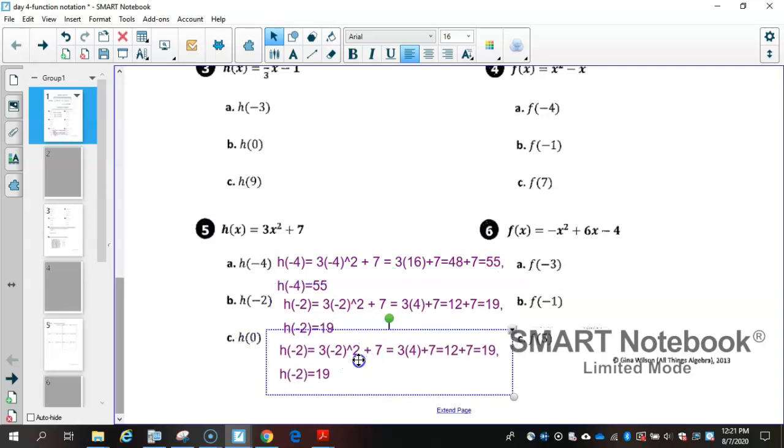So for the very last one, we have h of 0. Anytime I see an x, I'm going to put 0.